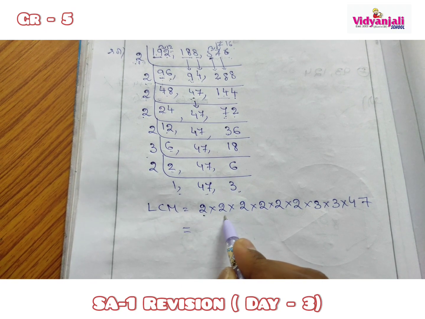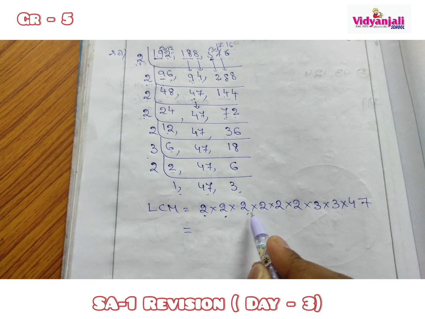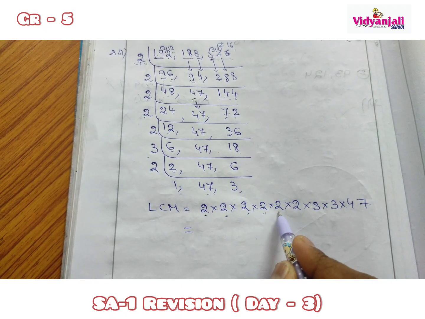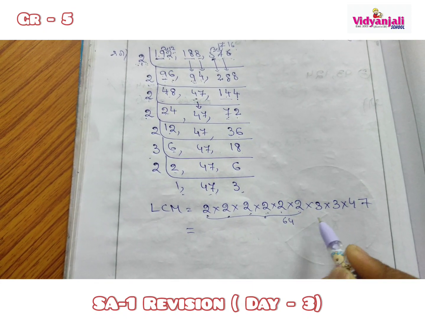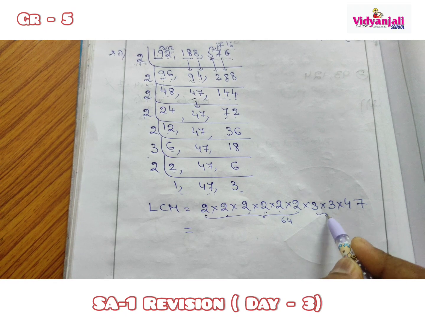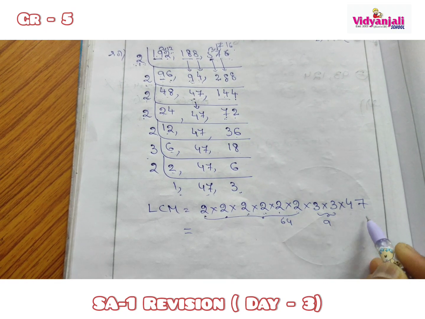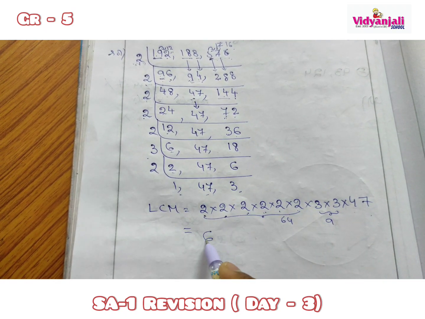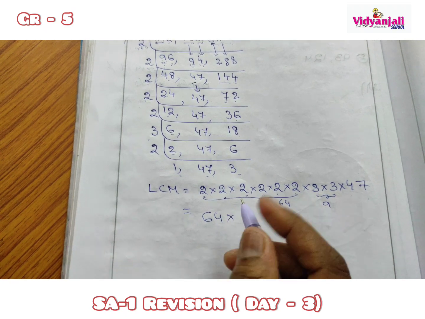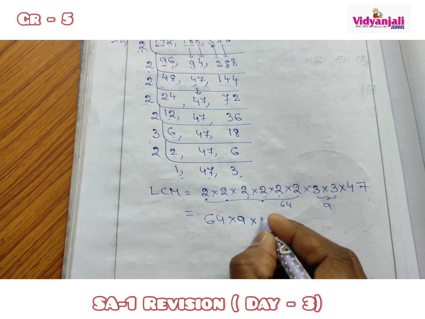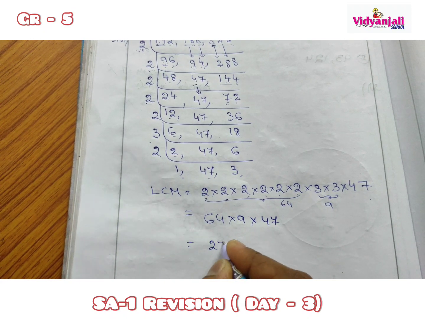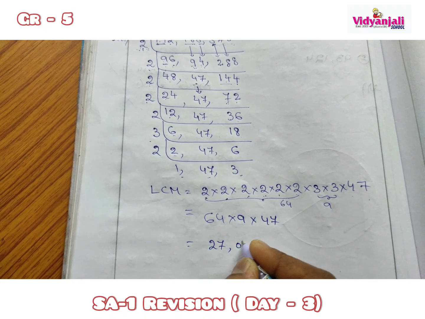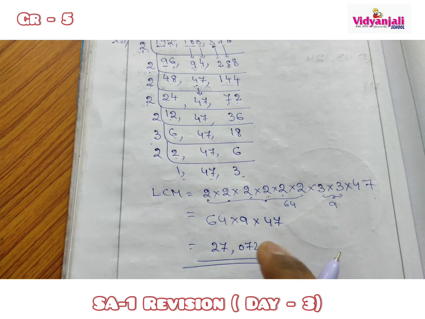See, 2 2s are 4, 4 2s are 8, 8 2s are 16, 16 2s are 32, 32 2s are 64. Till here we will get the product 64. 3 3s are 9 into 47. So let's multiply 64 into 9 into 47. If we multiply all these numbers, we will get 27,072 as the product.